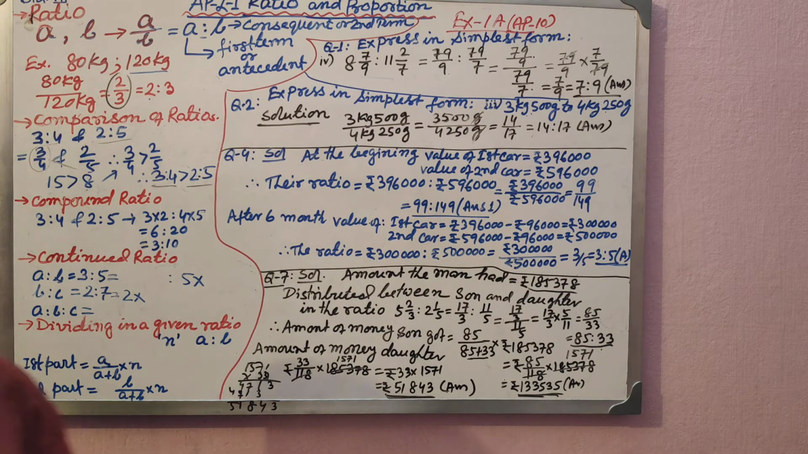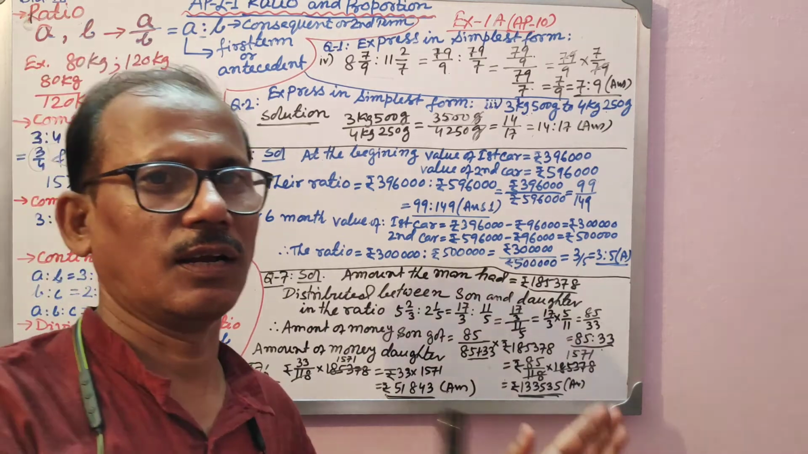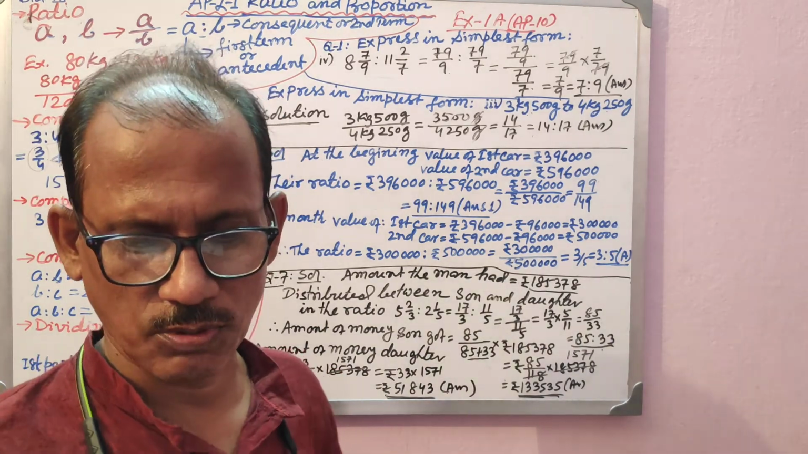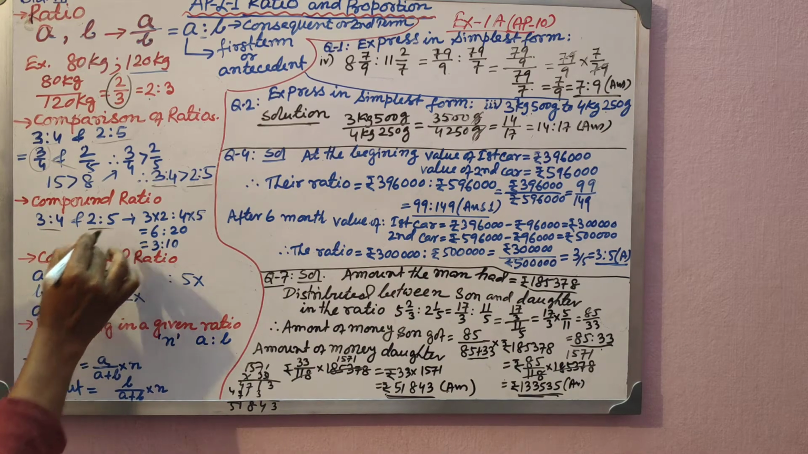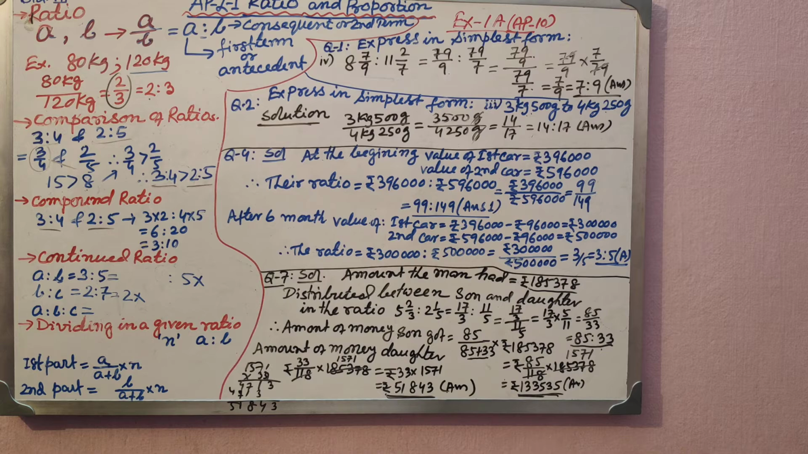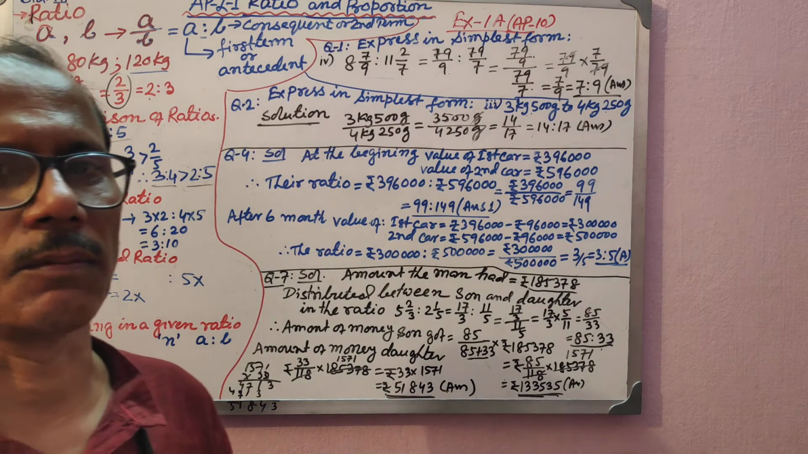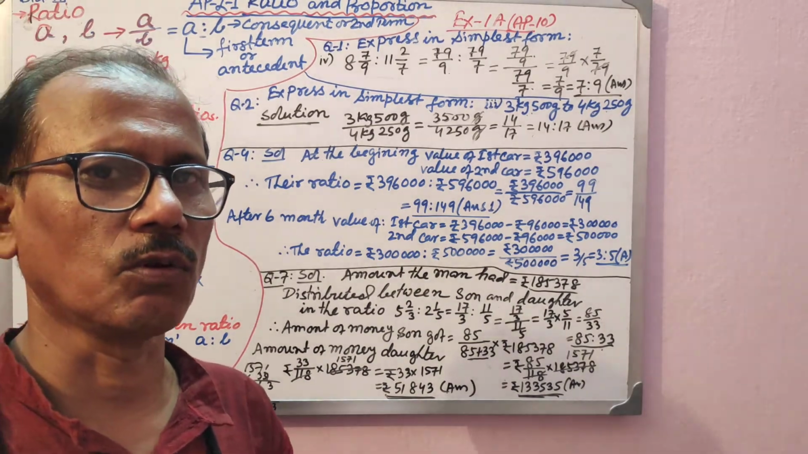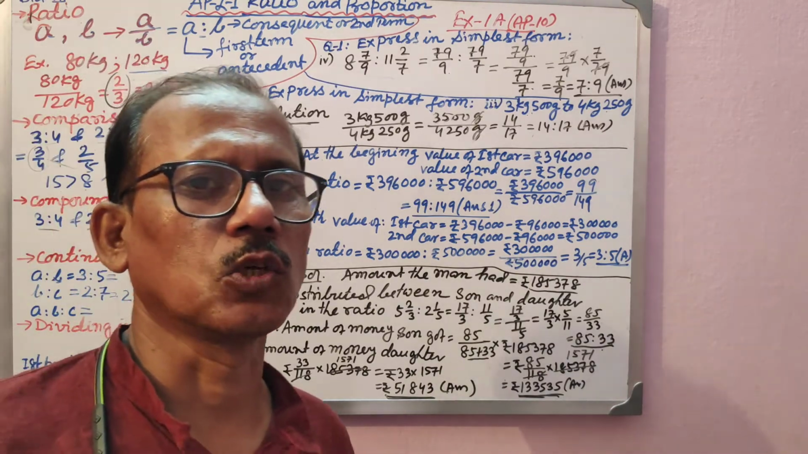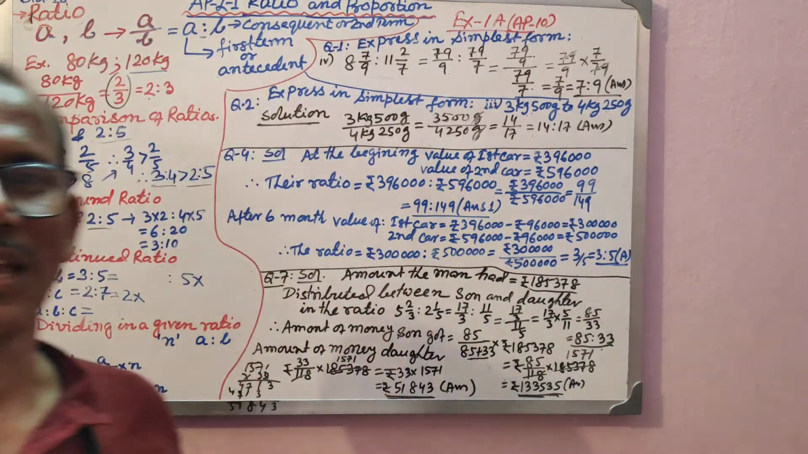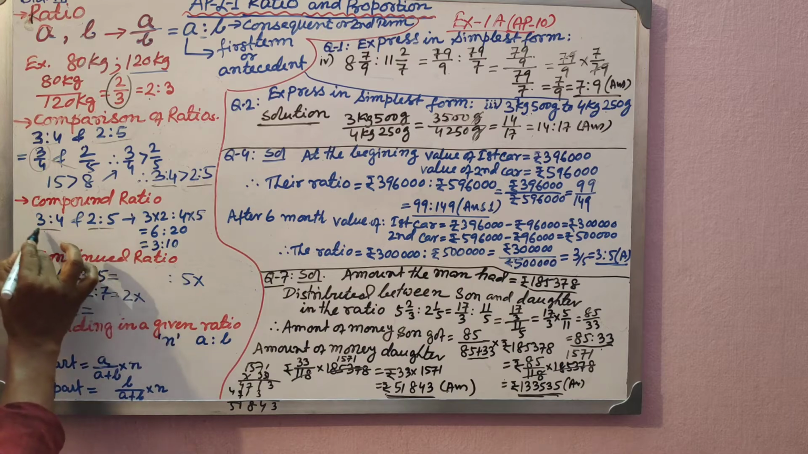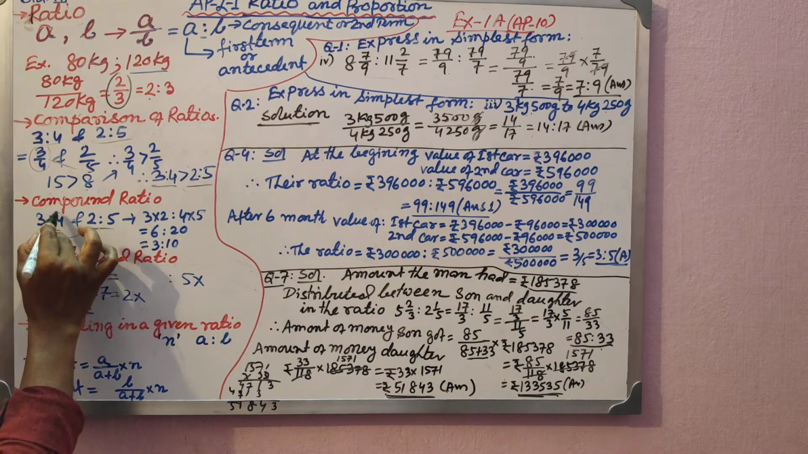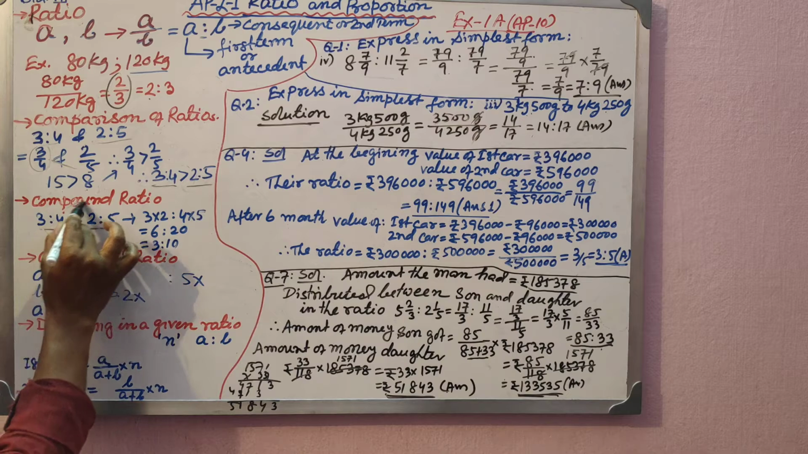Now compound ratio. Comparison of ratio you have understood. You have learnt about the definition of ratio. What is compound ratio? Compound ratio means, taking two ratios, again 3:4 and 2:5, both the antecedents will be multiplied, and the product will be the new antecedent, and both the consequents will be multiplied, and the product of both the consequents will become the new consequent for the new ratio. So compound ratio for these two will be 3 multiplied by 2 is to 4 multiplied by 5.